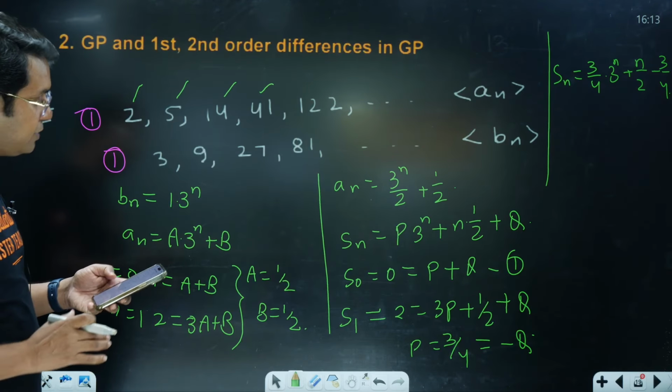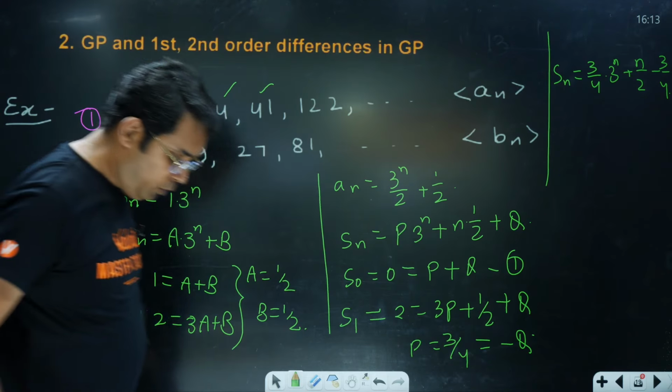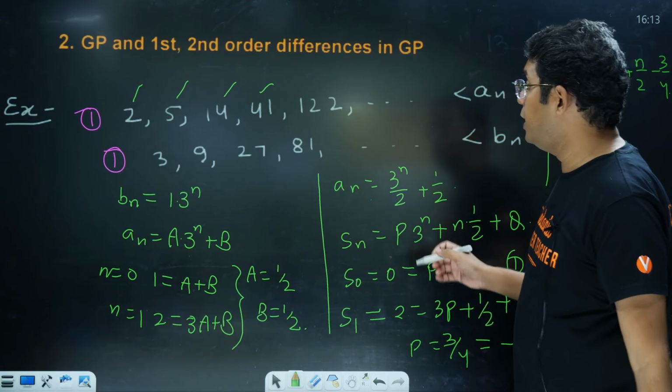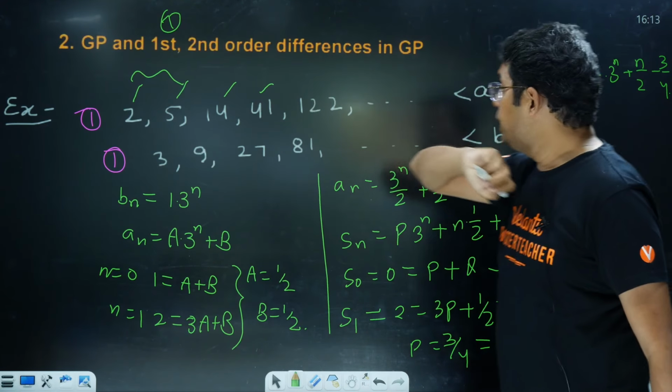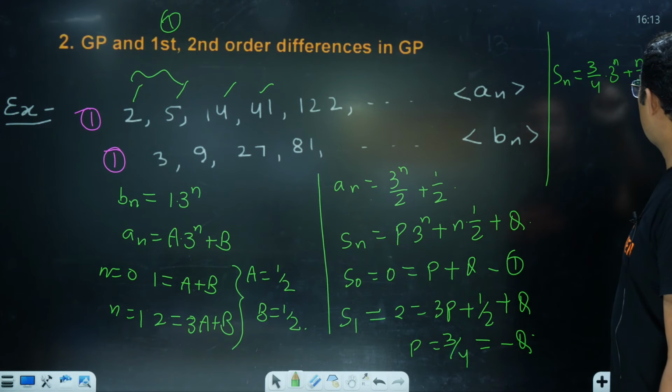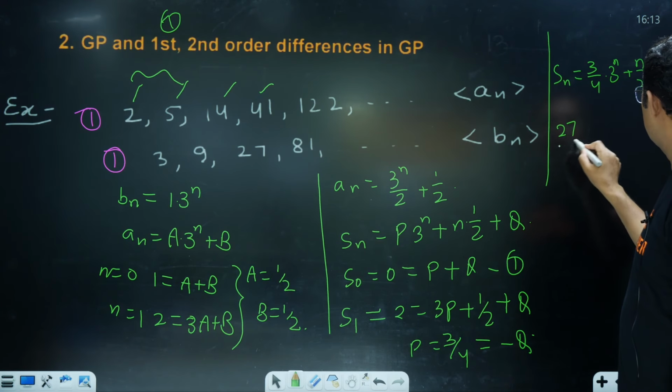Yeah, 3 by 4 minus 3 by 4 and 1 by 2. If you put n equal to 2, my sum should have been 7. For n equal to 2, the sum should have been 7. If you put n equal to 2 here, so 9 into 3, 27 by 4.